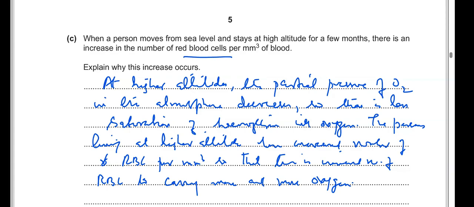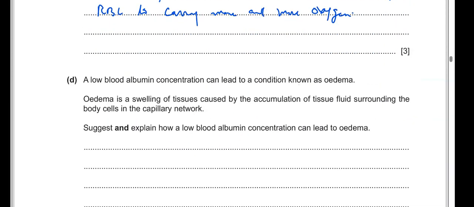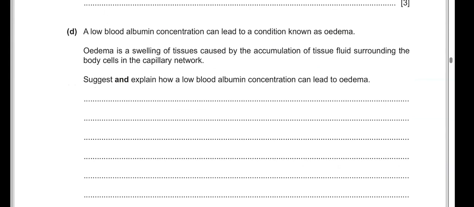So red blood cells contain the hemoglobin, and if we have more red blood cells, we have more hemoglobin, so more saturation of the hemoglobin with oxygen. A low blood albumin concentration can lead to a condition which is known as edema. Edema is a swelling of tissues caused by the accumulation of tissue fluid surrounding the body cells in the capillary network. Suggest and explain how a low blood albumin concentration can lead to edema.